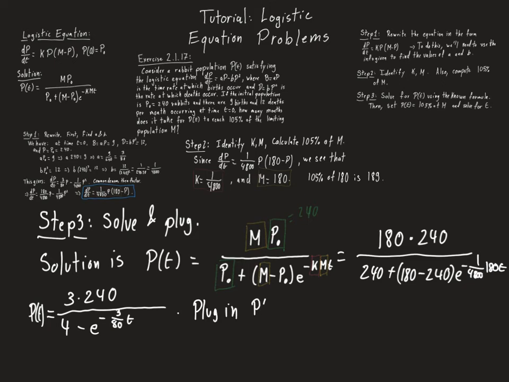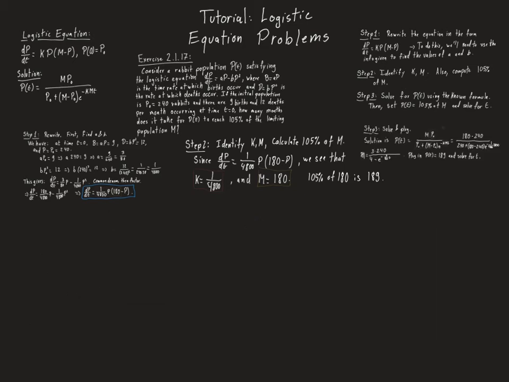We're going to plug in P of t is equal to 189. And then we're going to solve for t. All right, so let's do that and let's finish up this problem. We get the following. We're going to get 189 is equal to 3 times 240 divided by 4 minus e to the negative 3 over 80 times t.